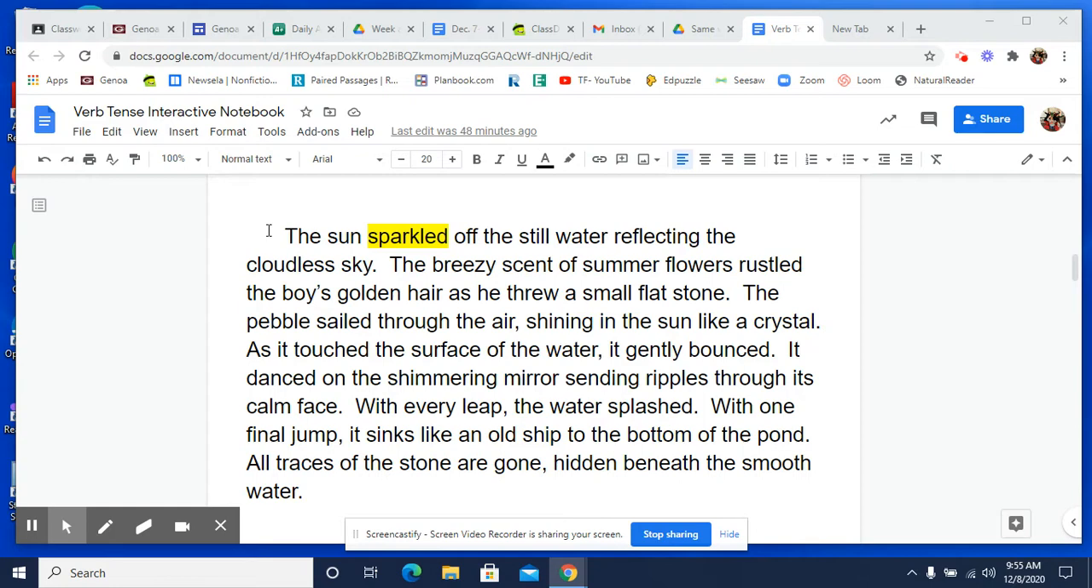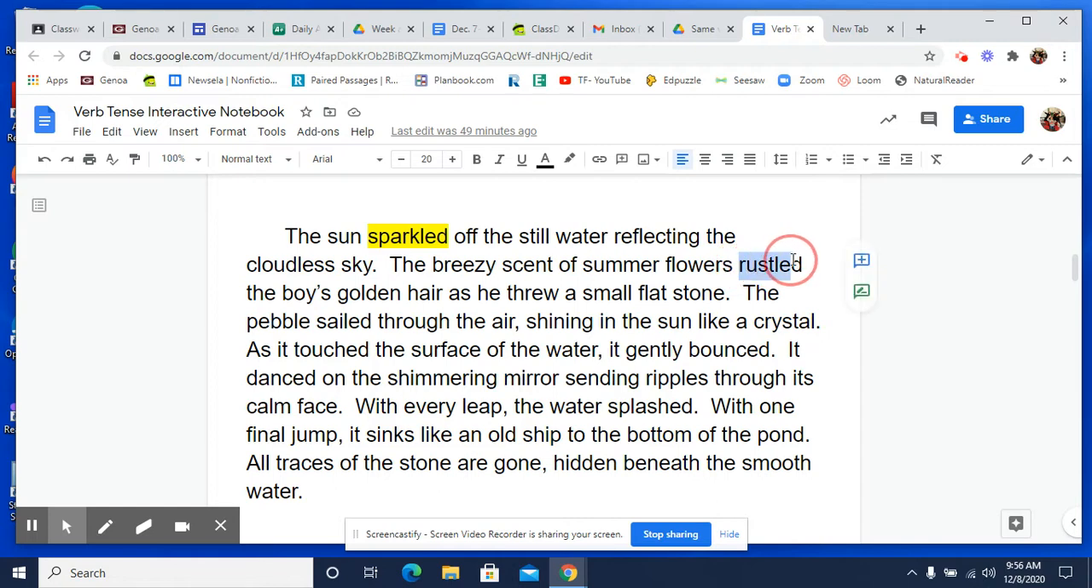All right, so let's find out what tense this is written in. You start right away with the very first verb, and it says sparkled. Well, the root word is sparkle, and then you drop the E and add ED. So what tense is that? Well, that is past tense. So then we have to make sure that the rest of the story is written completely in past tense. So the sun sparkled off the still water, reflecting the cloudless sky. Good. The breezy scent of summer flowers rustled.